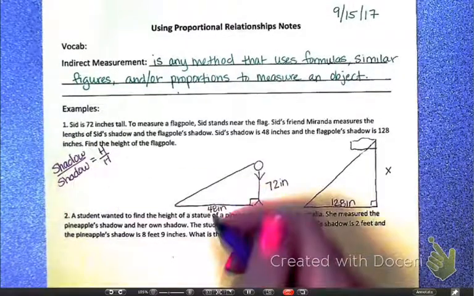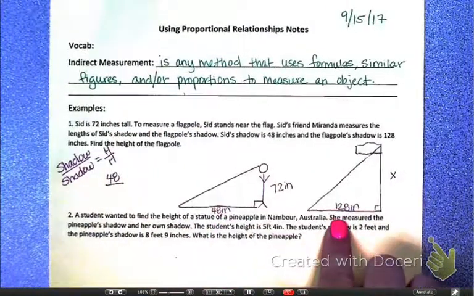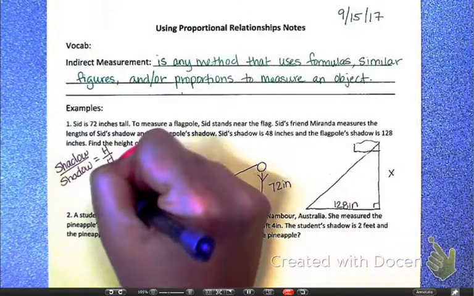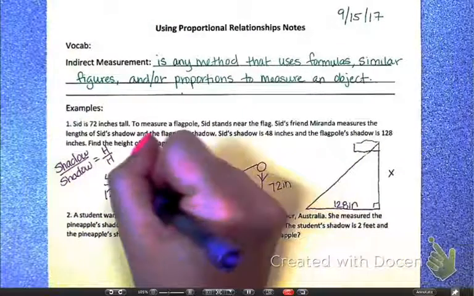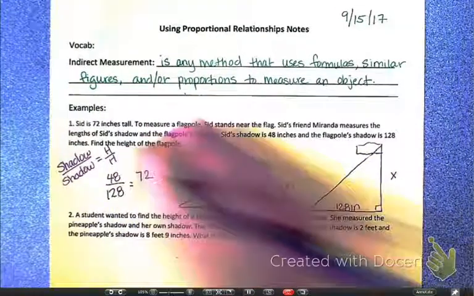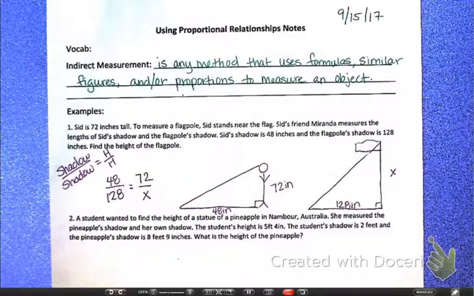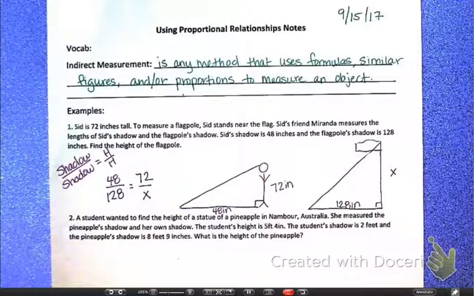So the first shadow is 48 inches. The second shadow is 128 inches. Sid's height is 72 inches. And we don't know the flagpole, but that's what we're going to find out. So shadow to shadow, height to height. Can you solve this proportion? Yeah. Okay, so let's cross multiply.